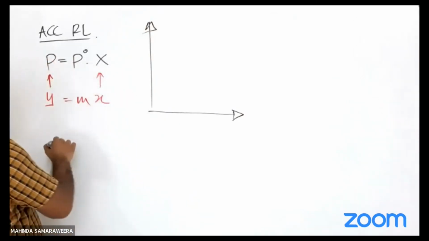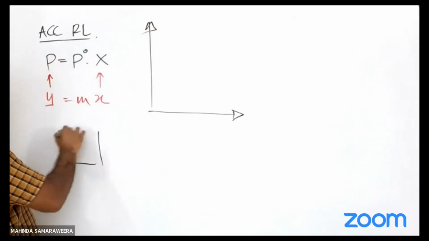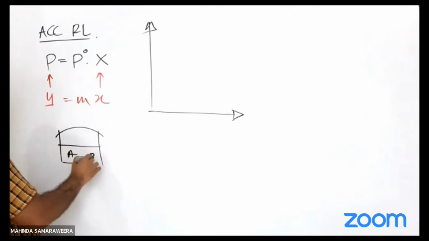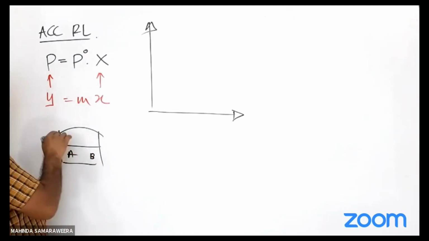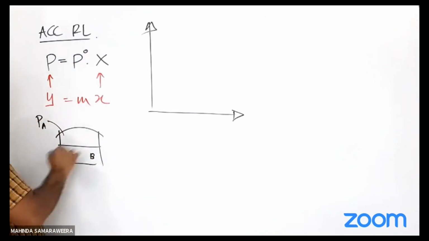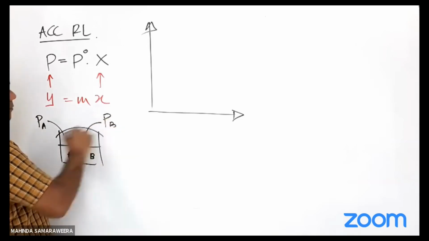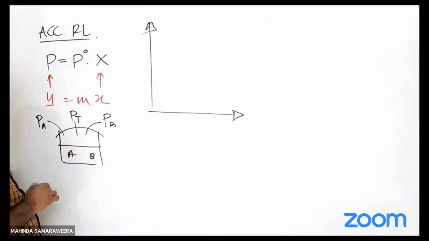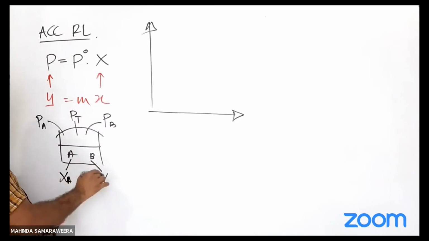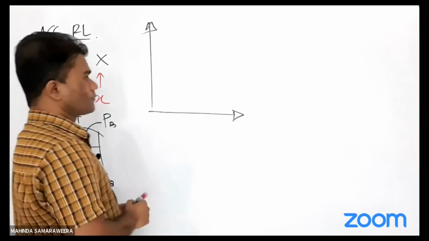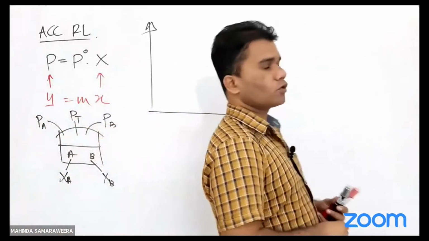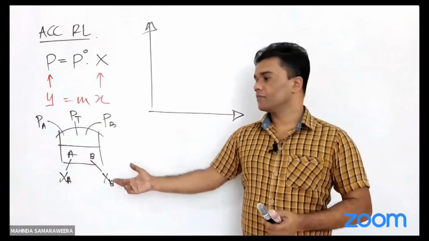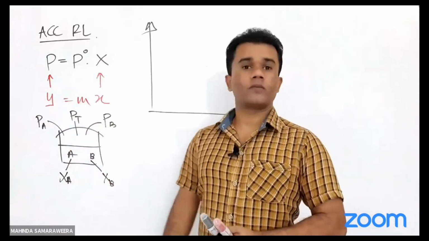Assume this is the mixture you have. This is the ideal mixture, A and B. Vapor pressure of A in the vapor phase, PA. Vapor pressure of B in the vapor phase, PB. Sorry, total vapor pressure here, PT. Mole fraction of A in liquid phase, XA. Mole fraction of B in liquid phase, XB. Those are the normal standard symbols we use. Last week we discussed it.